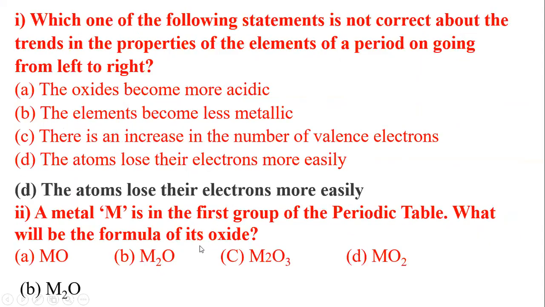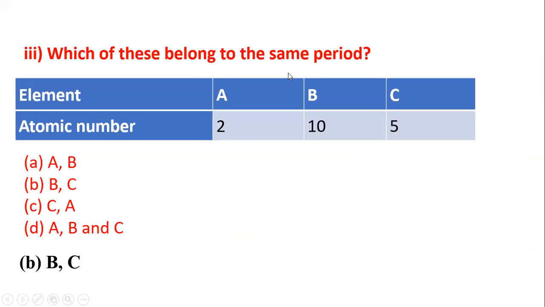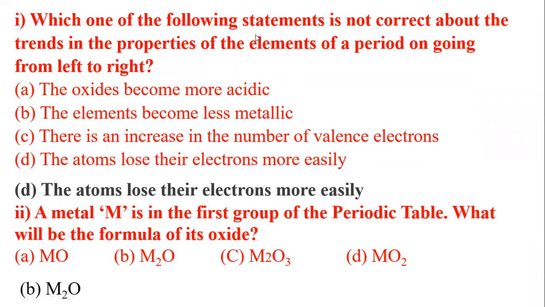Let's see the questions. The first question is: which one of the following statements is not correct about the trends in the properties of the elements of a period on going from left to right? Which statement are they asking? Not the correct statement. Regarding what? Periodic trends. Let's see which it will be.